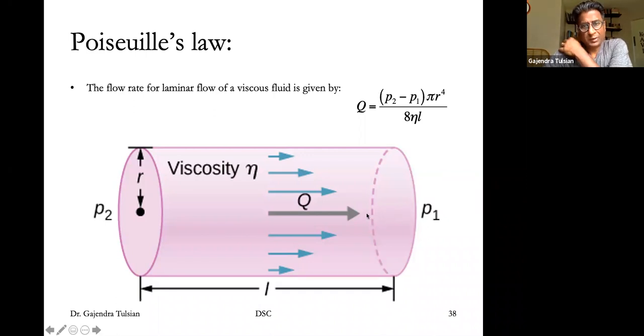Here's a pipe, and you want a certain flow rate of the liquid. This could be oil being pumped. For this flow rate, Q, the pressure difference you have to maintain is given by this expression: P2 minus P1 equals 8 times viscosity times length divided by the radius to the fourth power times Q. So the greater the viscosity, the greater the pressure difference you have to maintain for a given flow rate.